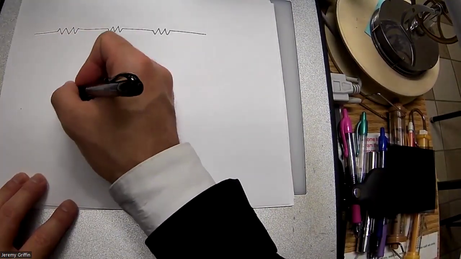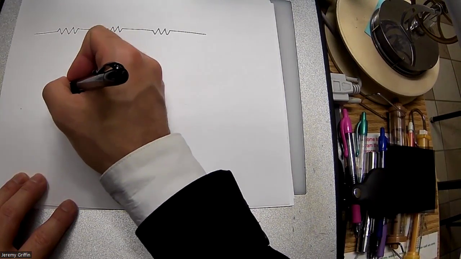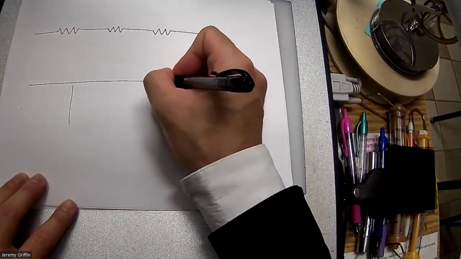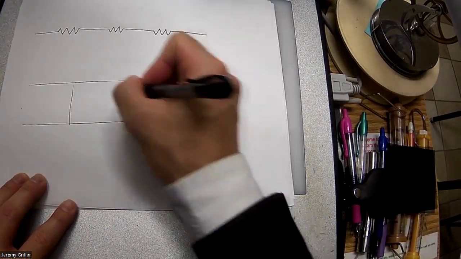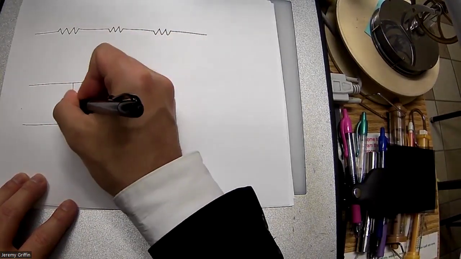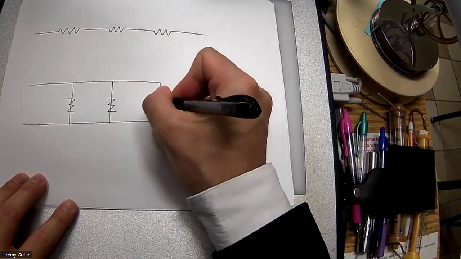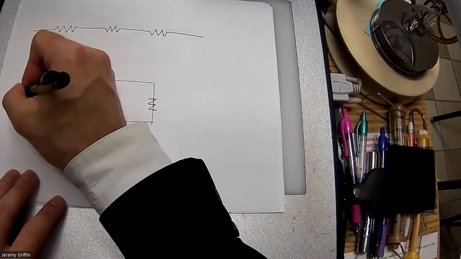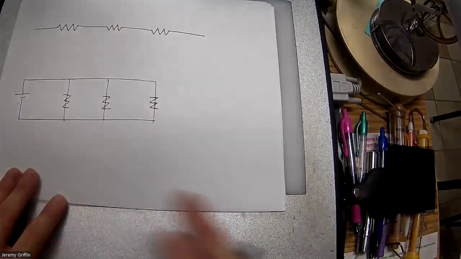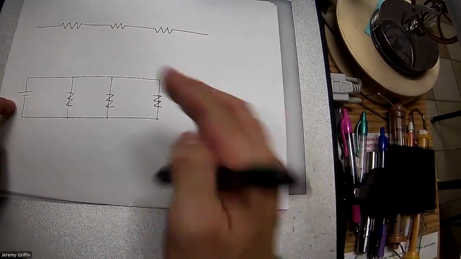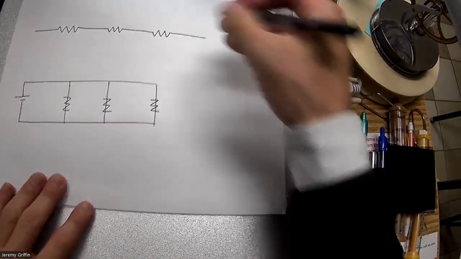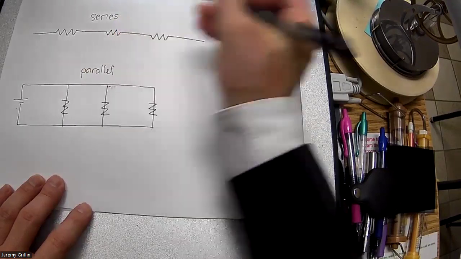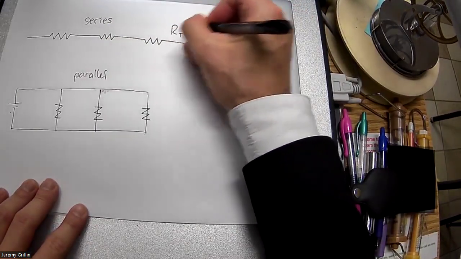Let's see, how am I going to do parallel? What if we do it like this? Okay, got 1, 2, 3 in parallel. And then maybe got some voltage source over here, possibly. Maybe like that. You guys remember Paul Hewitt had the 12-volt car battery? He hooked them up, first series, and then parallel. So here's your series. Here's your parallel. What's the total resistance in series?